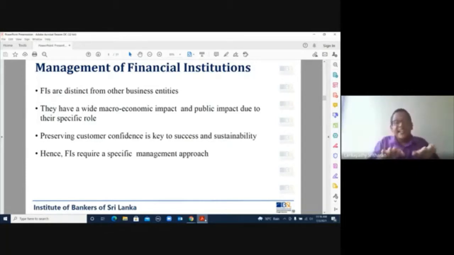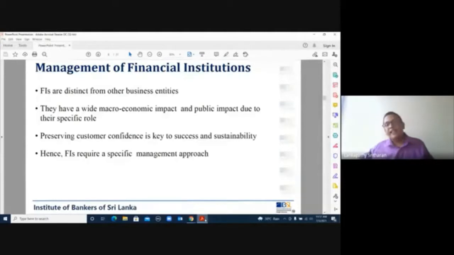But in the case of a bank, if I want to deposit 1,000 rupees or 100,000 rupees, I must have confidence in the bank. For example, I'm depositing 100,000 in a bank for a 1 year deposit. I should have confidence that the bank will continually function for a 1 year period and give this money back to me. Only if I have such confidence in that particular financial institution will I deposit my money. Otherwise, customers won't deposit.